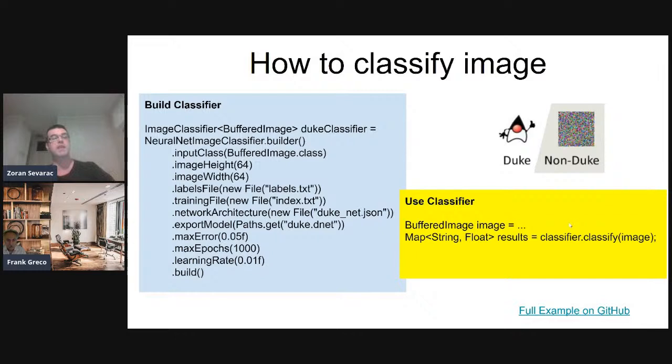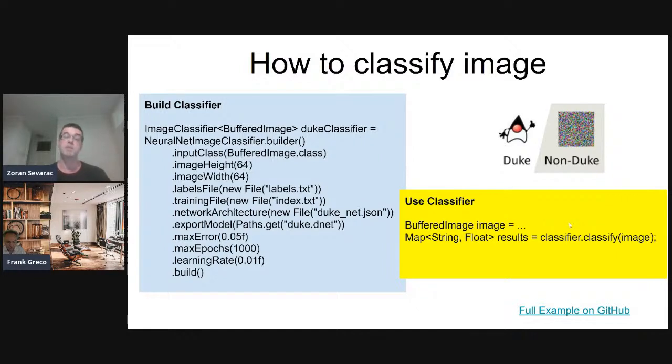We want to create image classifier, which classify buffered images. It uses buffered images in input. And for this specific interface for classifying images, we have neural net image classifier. Now, convention is that each algorithm provides static builder methods, which returns a builder to specify different settings for that algorithm. And here we say we want to classify buffered image class, that will be input.